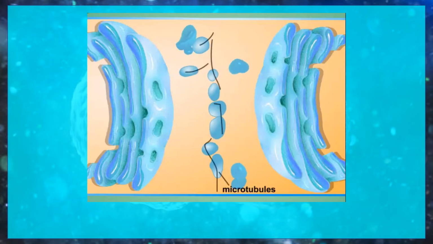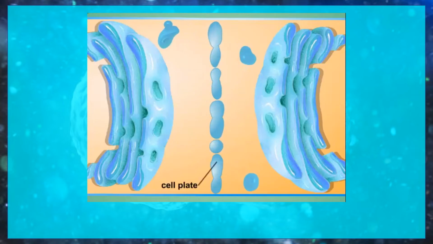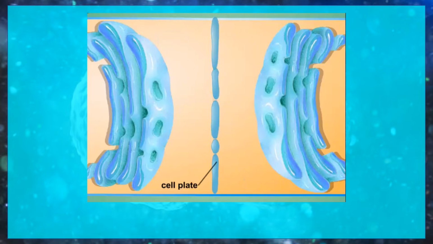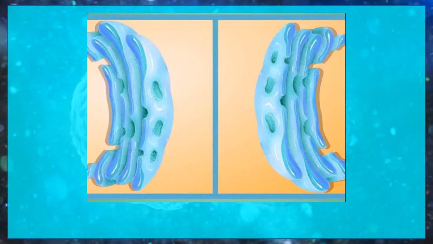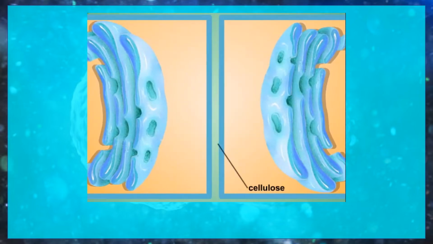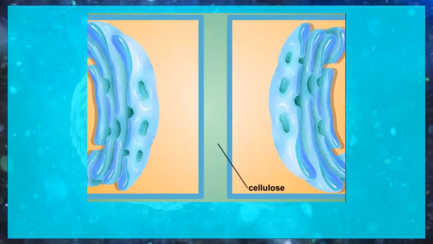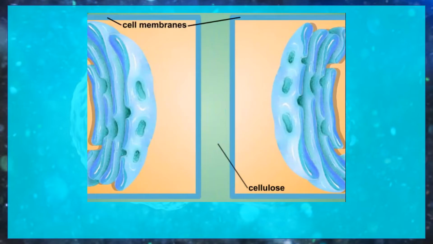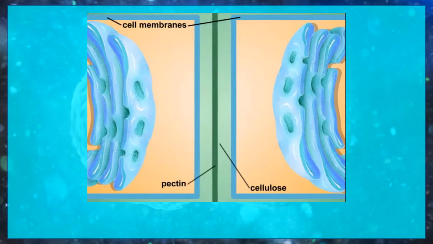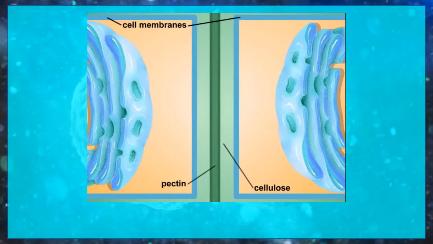The vesicles travel along microtubules, and their content forms the cell plate. The cell plate continues to grow outward until it reaches the cell membrane along the perimeter of the cell. Cellulose contained in the vesicles is then laid down between the new membranes, creating two new cell walls. Pectin is also deposited in the space between the daughter cells.